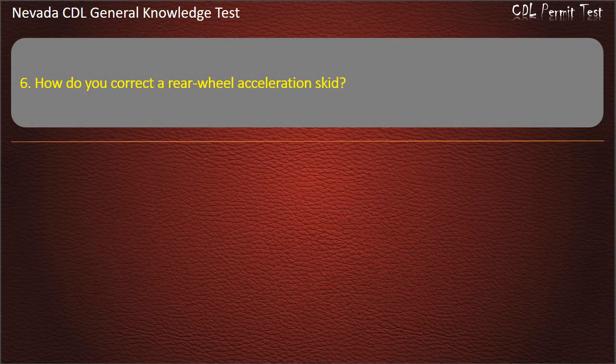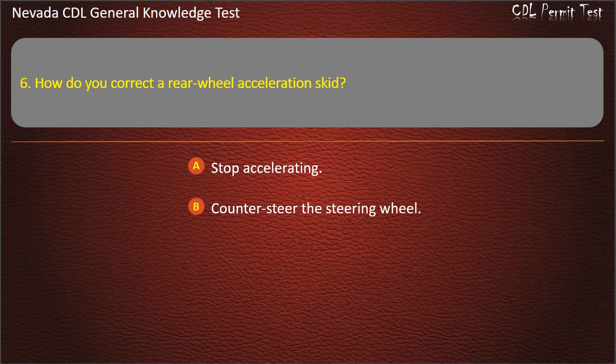Question 6. How do you correct a rear wheel acceleration skid? Stop accelerating. Counter steer the steering wheel. Apply more power to the wheels. Answer. Stop accelerating.